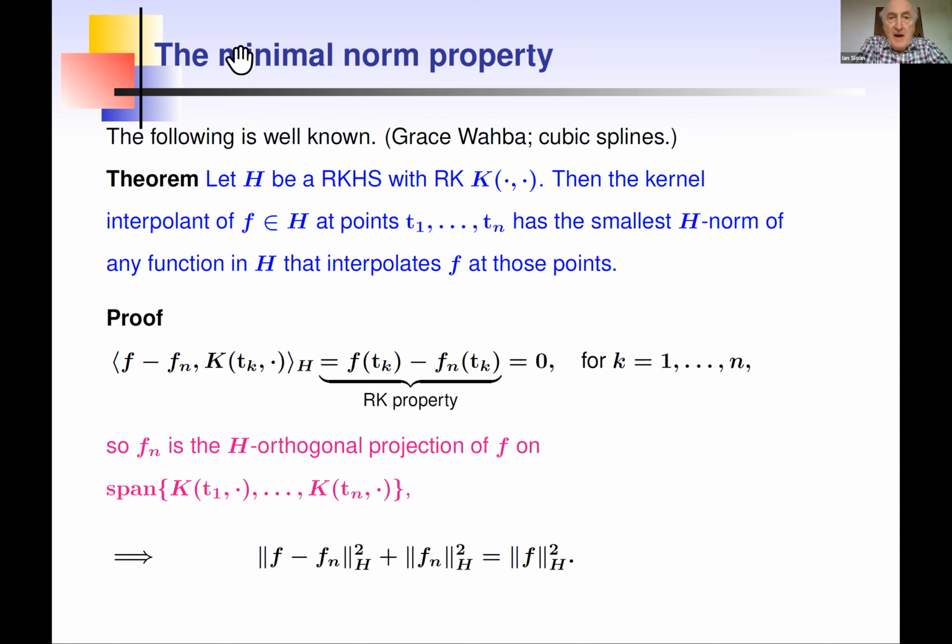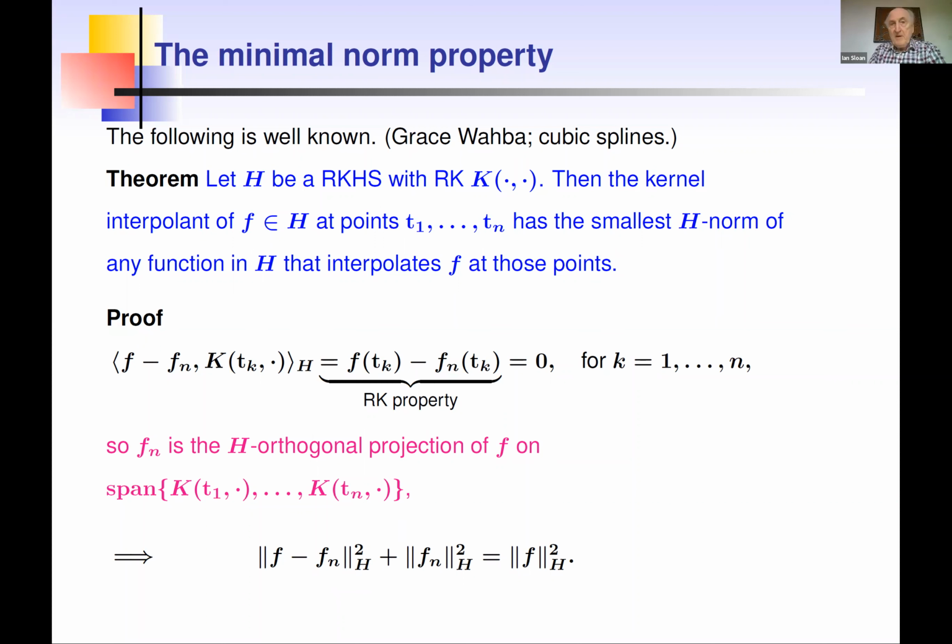So, okay, I just give the simple proof of the minimal norm because it's interesting. It gives really the point of all this: f minus f_n inner product with any kernel fixed at one of the points t_k, by the reproducing kernel property, the first term is f of t_k, the second term is f_n at t_k. Interpolation now gives us 0. So the orthogonal projection is actually the same as interpolation, or the other way around. They're the same thing.